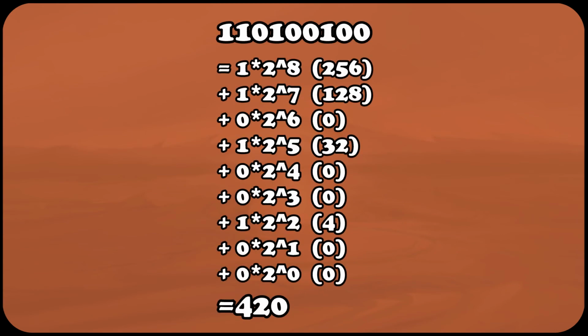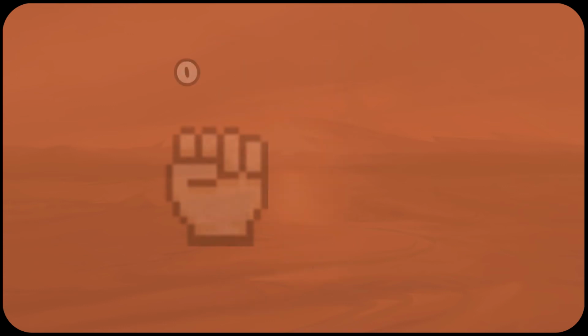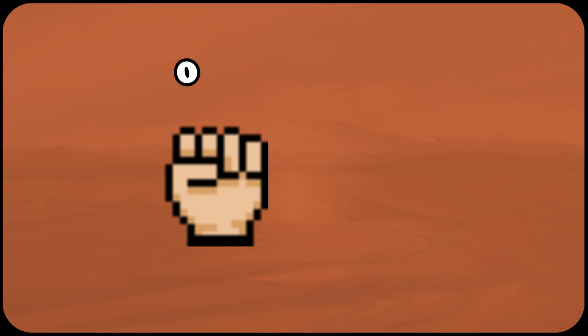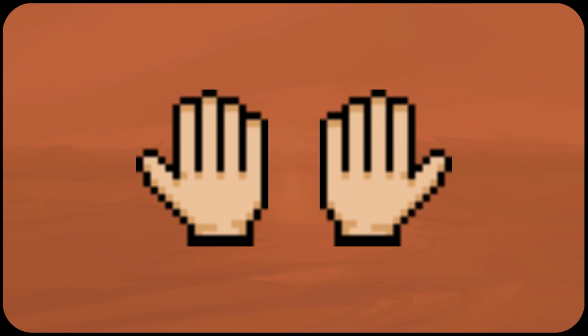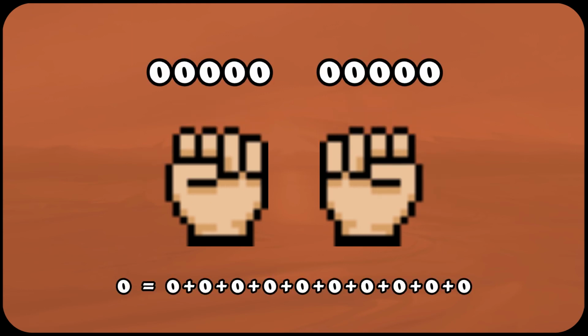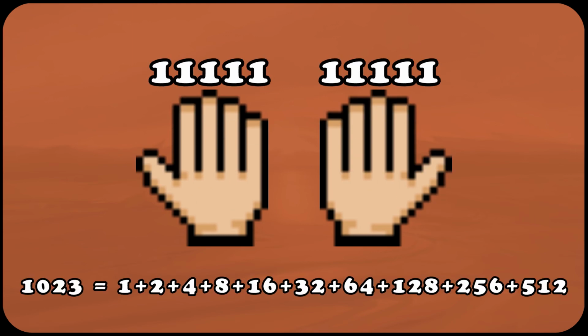Now this looks more difficult to construct in binary rather than just using our base 10 system, and it is, but the upside is that we can represent binary numbers using our fingers. A finger that is down signifies 0, while a finger that is up signifies 1. With 10 fingers, we have 10 bits to work with. That means we can count from 0 all the way up to 1023.